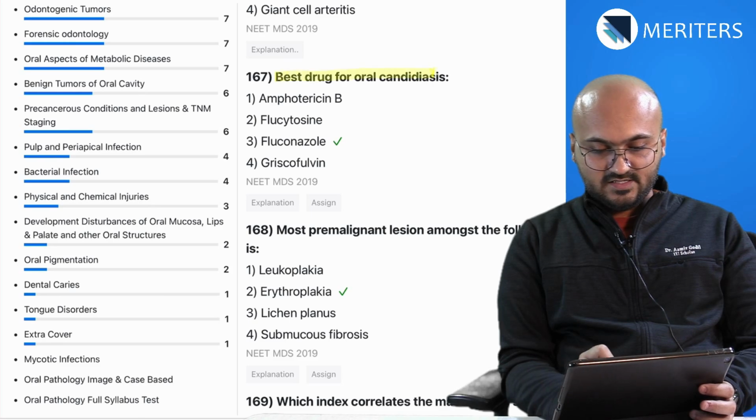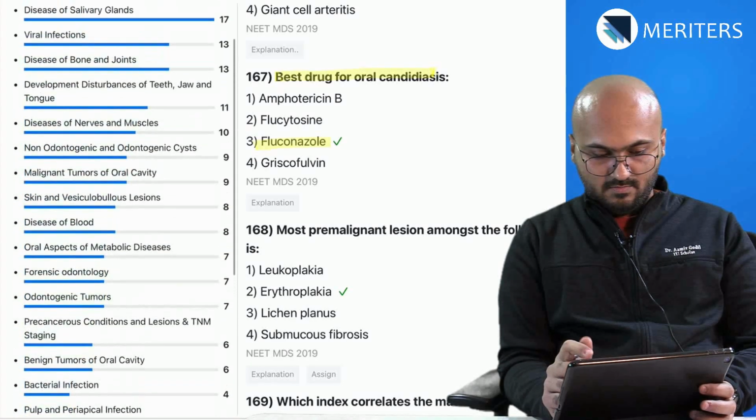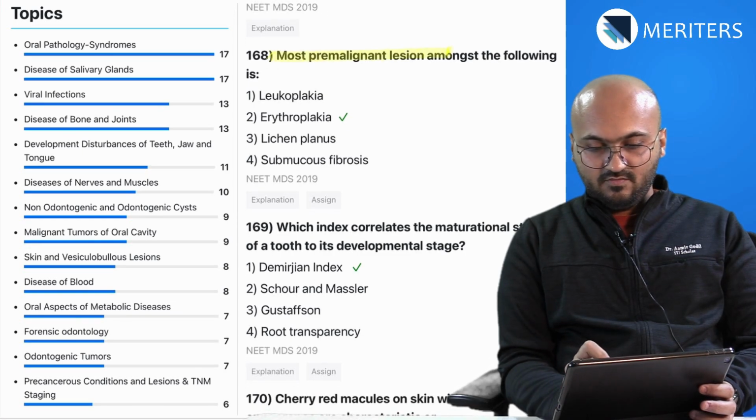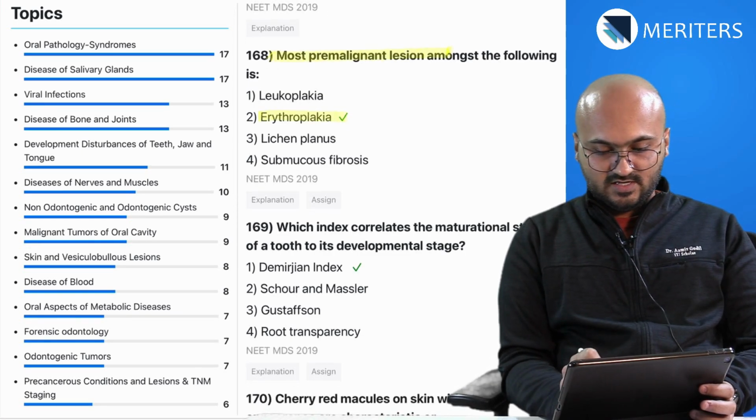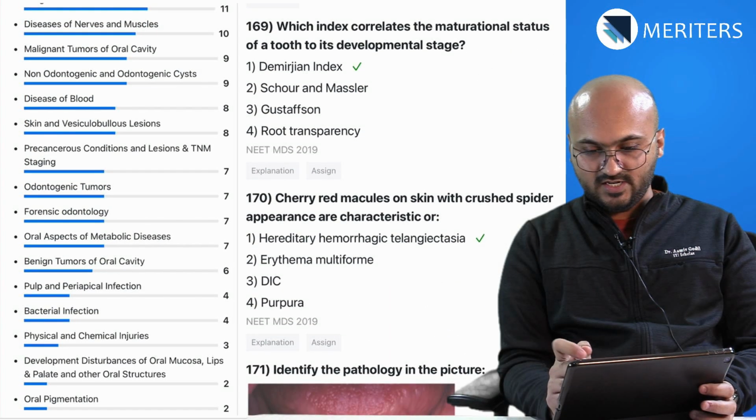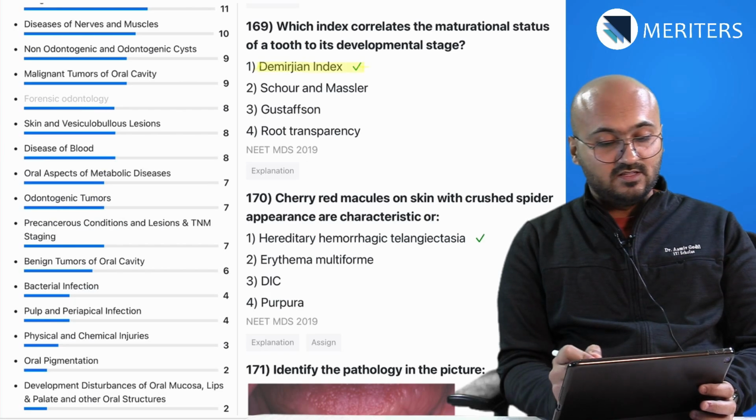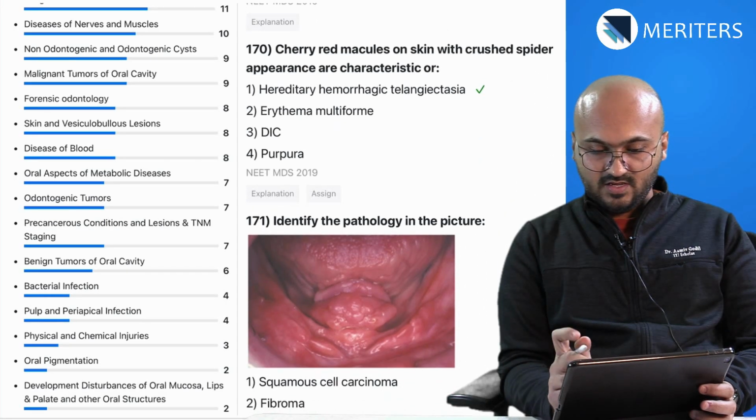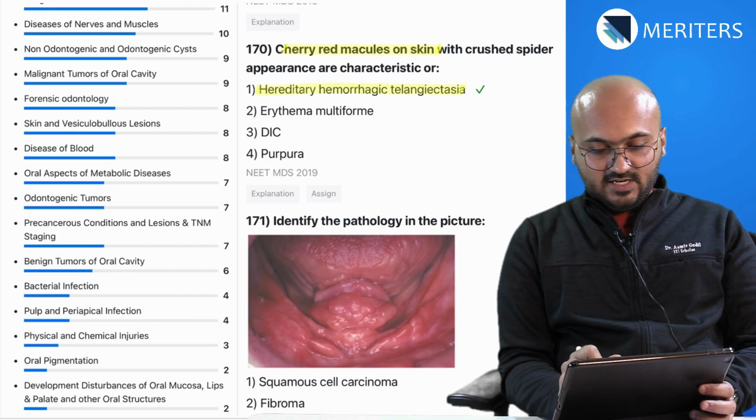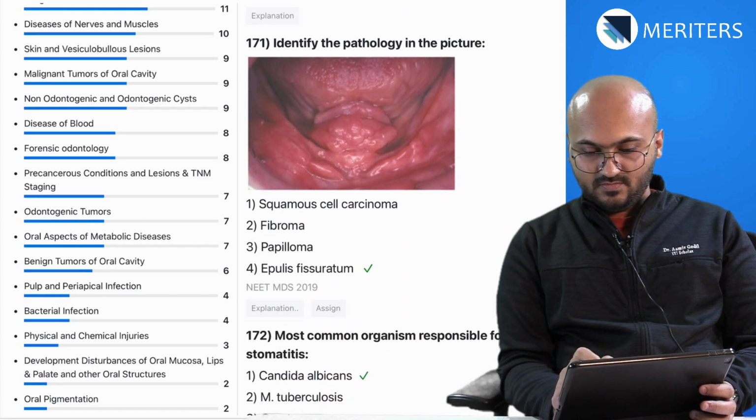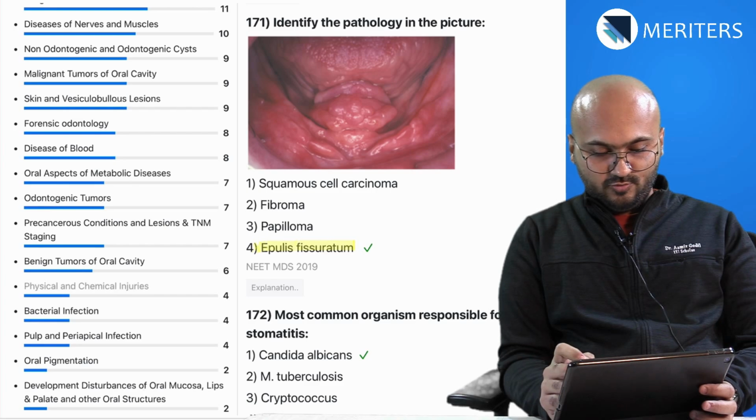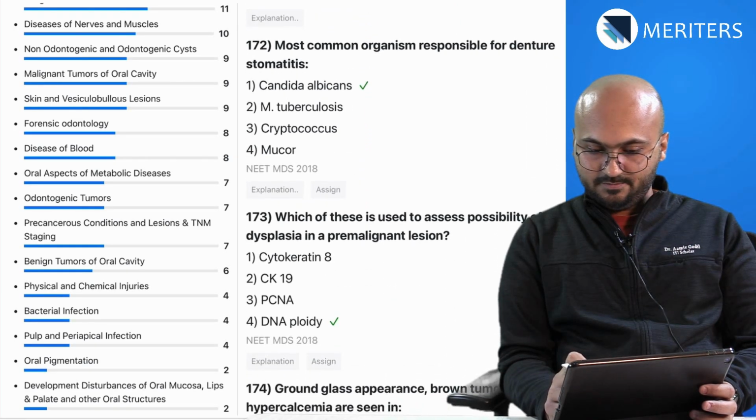Drug for candidiasis, fluconazole. Mycotic infections. Most premalignant lesion with the potential to convert into cancer is erythroplakia, of course. Okay. Then which index correlates? T-Merijan index again. This question's ever repeating. Cherry red macules on skin is hereditary hemorrhagic telangiectasia, skin lesion. Now this is a classical picture of epulis fissuratum. I would also put this in prosto, but it's okay.